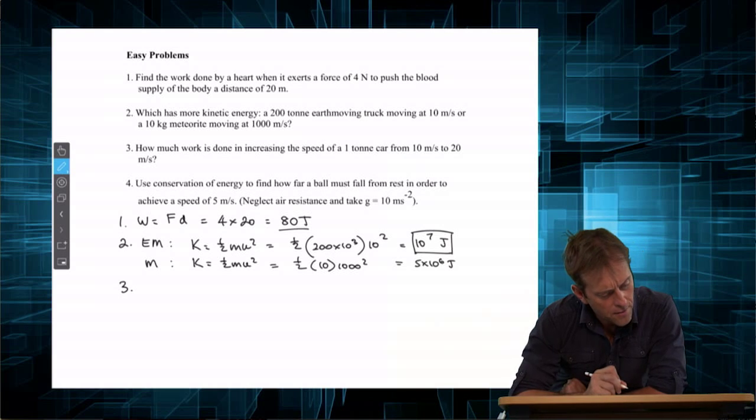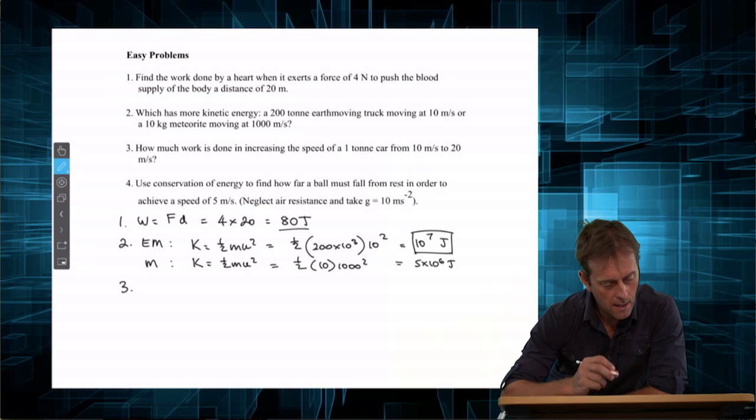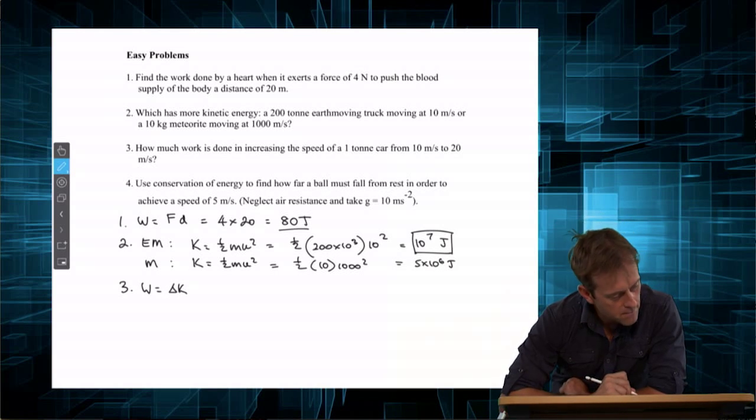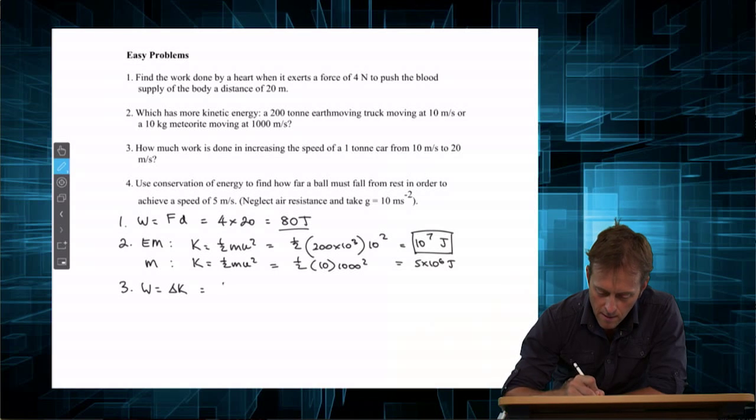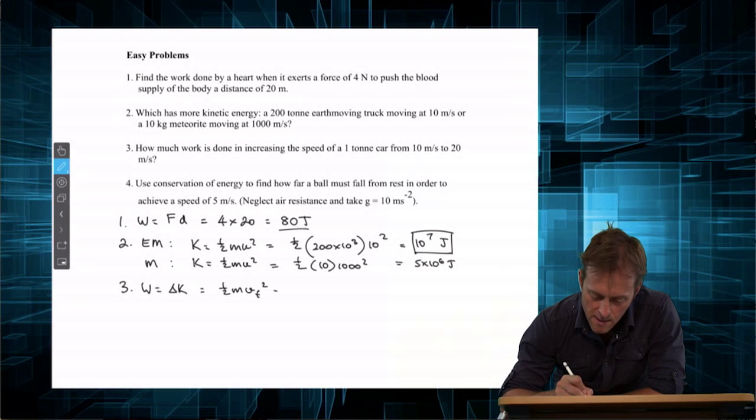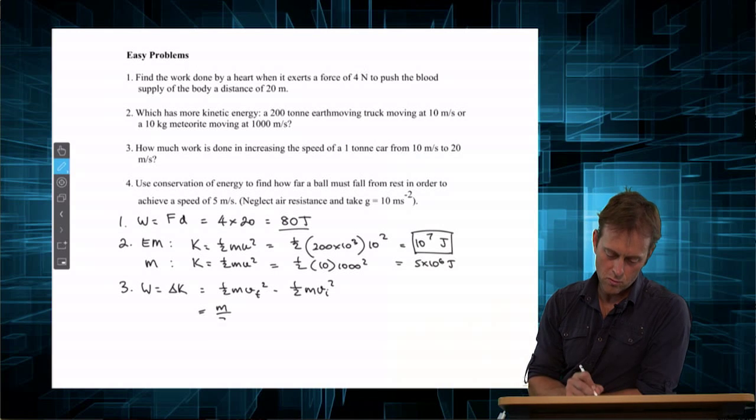3, the question is saying how much work is done in increasing the speed of a 1 ton car from 10 meters per second to 20 meters per second? Well, the work done, remember, is the change in the kinetic energy. Pretty easy, which is half m v final squared minus half m v initial squared. We can neaten up the algebra there. We can say m on 2 outside of vf squared minus vi squared.